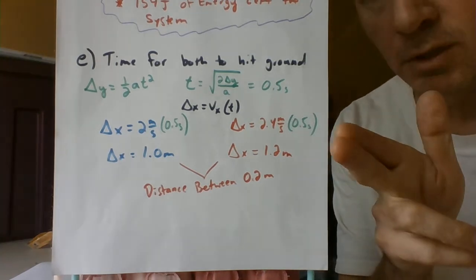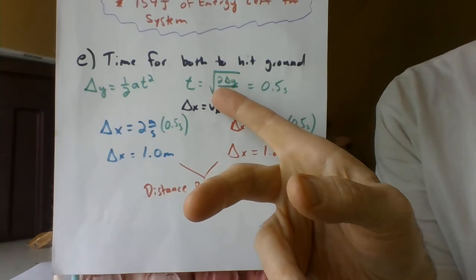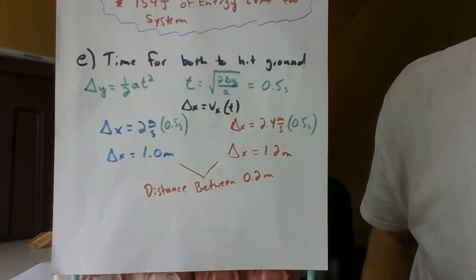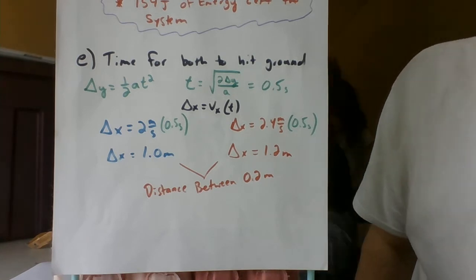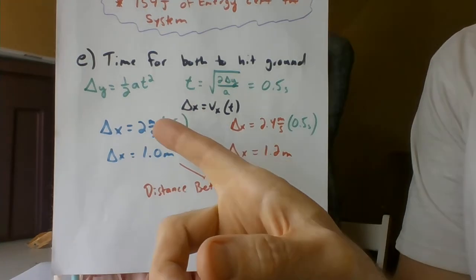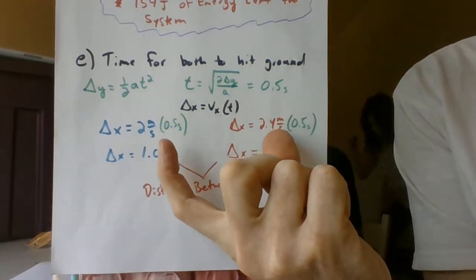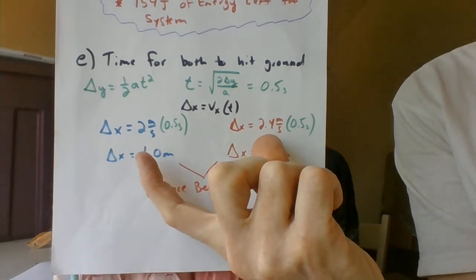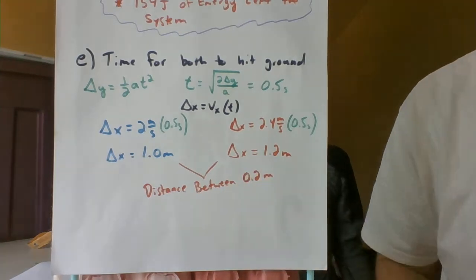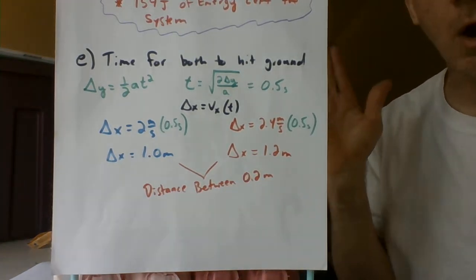You know, a fired bullet and a dropped bullet hit the ground at the same time. You just take 2 times the distance it drops, divide by 9.8 or 10, take the square root, and you've got your time to hit the ground. Then one's moving at 2, one's moving at 2.4 horizontally. So we just multiply that by 0.5. One's going to move a meter, one's going to move 1.2 meters. They're 20 centimeters apart, and Bob's your uncle.